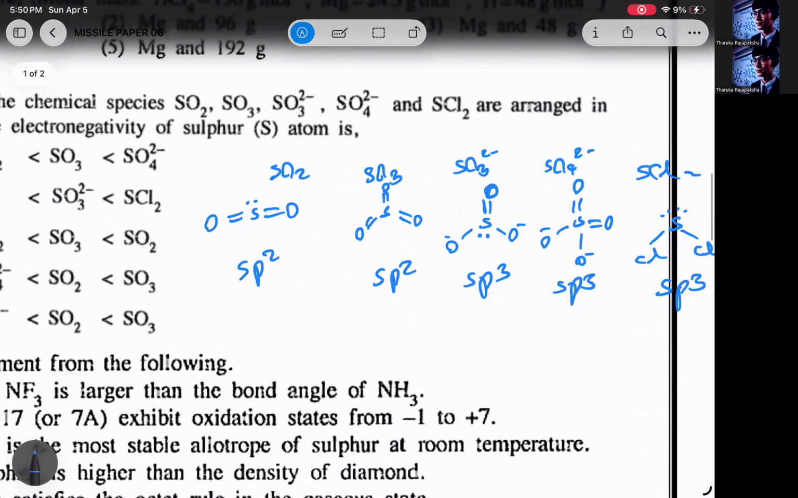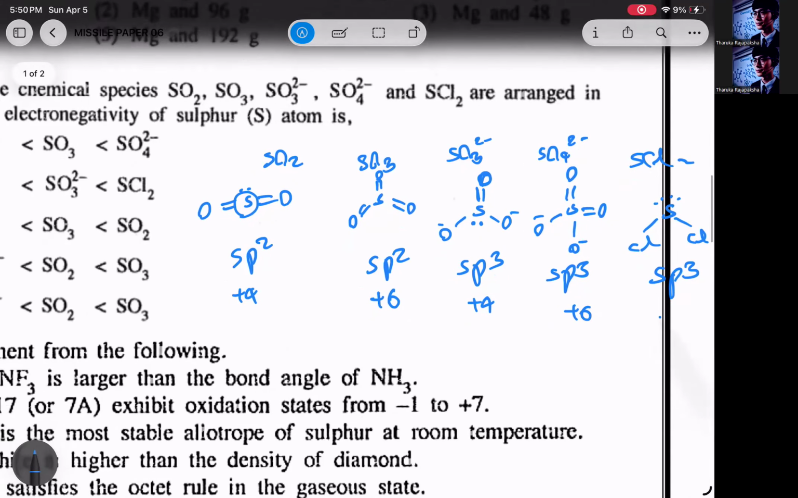So once you check the hybridization, what's the next thing? You check the charge. The charge of everything is 0 actually, so there are no positive charges here. What we check next is the oxidation number. Oxidation number of SO2 is +4, right? The sulfur atom in SO2 is +4. This is +6. This is +4 again. This is +6. This is +2.